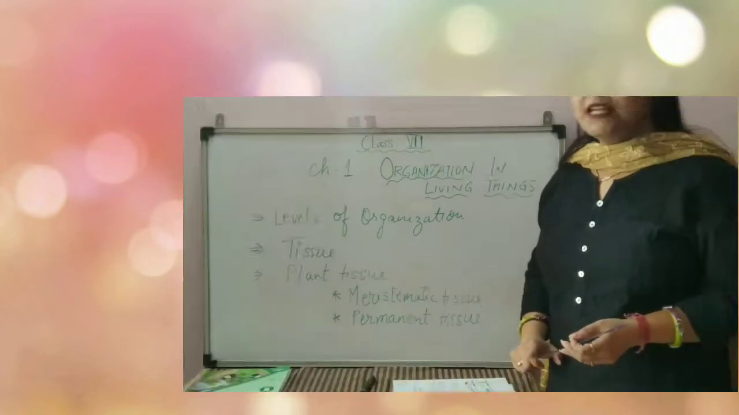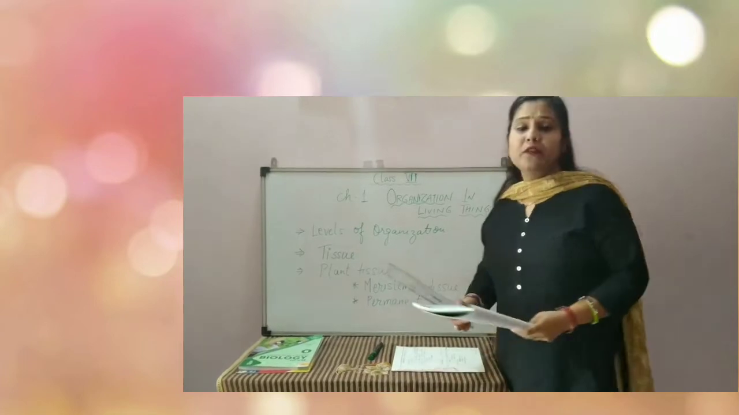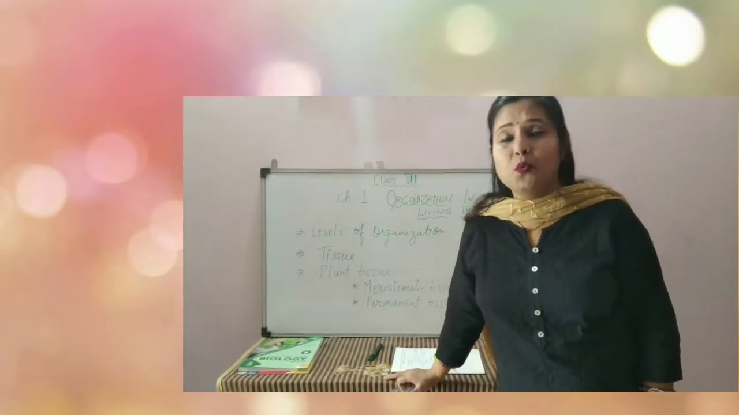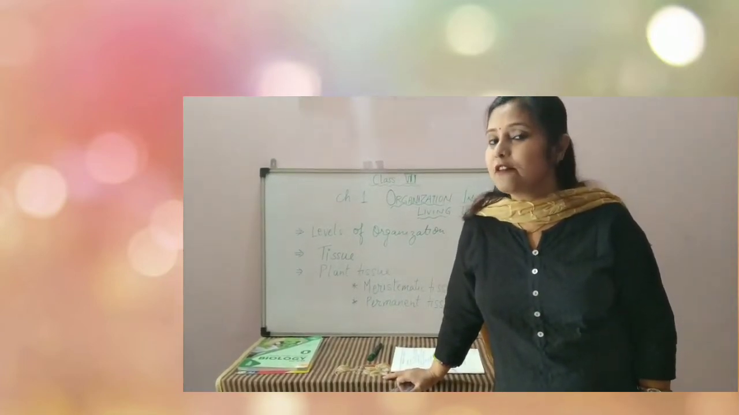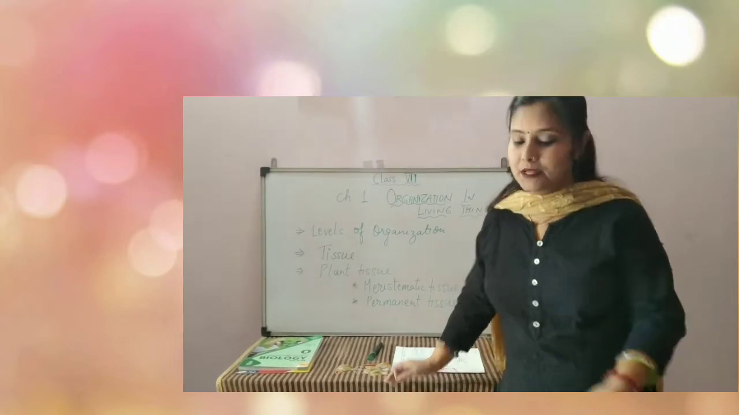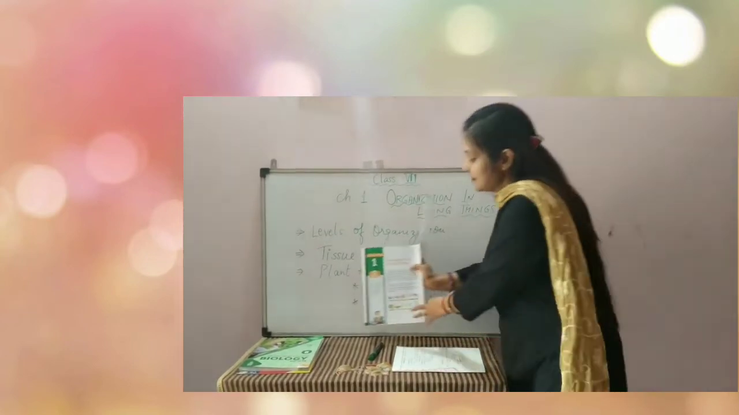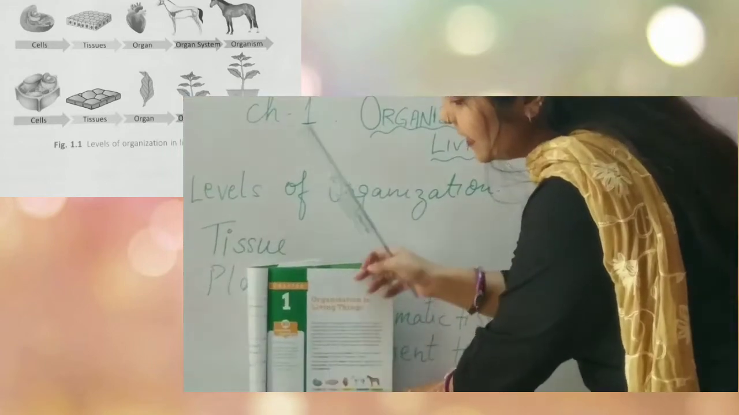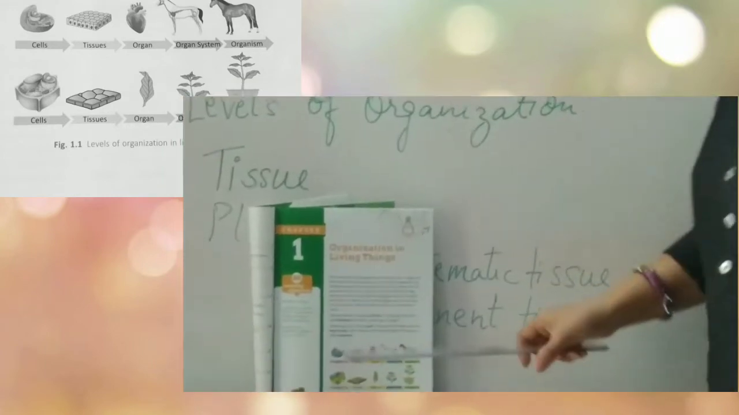What does it mean? It means that when we deal with living ones, we all know that the unit of living ones is the cell. One diagram is here that makes this topic very easy to deal with. The first, as you can see, is the cell. Cell is the unit of living organization.